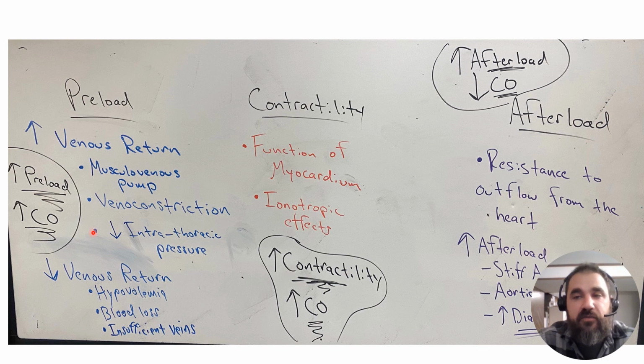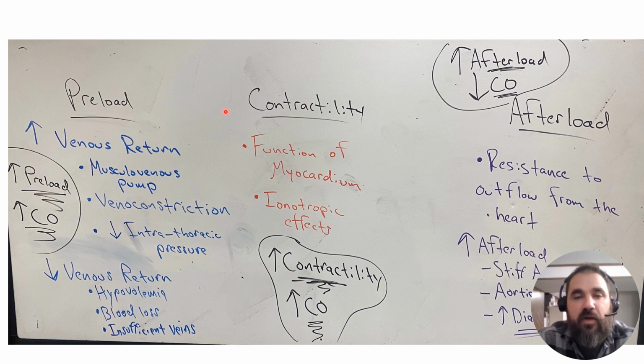We don't want to collapse those veins or push on them externally, because that'll decrease the amount of blood that gets back to the heart. So it would decrease venous return. Again, hypovolemia, someone's really dehydrated. Blood loss also causes hypovolemia. Insufficient veins, so the veins aren't healthy enough. The veins are damaged and can't get the blood back to the heart. There's more examples, a couple.